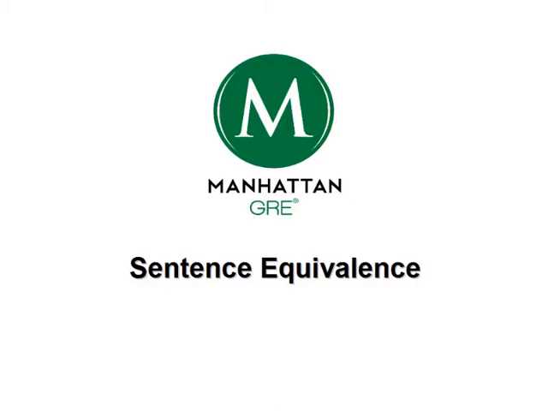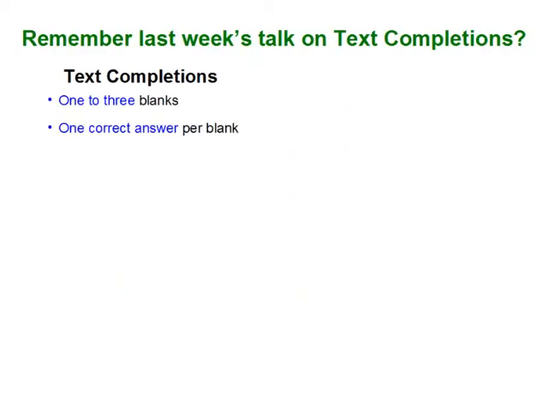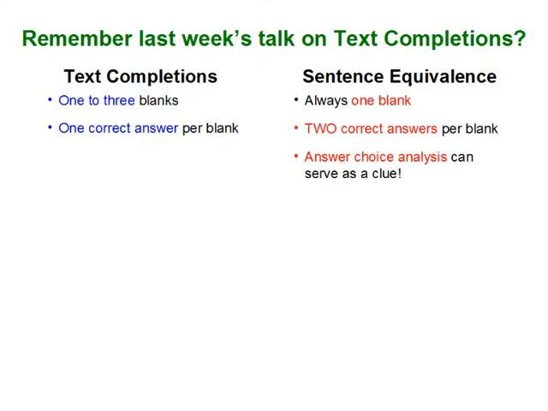Welcome to session 3. In today's lesson, we're going to discuss sentence equivalence problems, which are very similar to the text completion problems that we focused on last week, with a couple of notable differences. Text completion problems have 1, 2, or 3 blanks, as we saw, and there is one correct answer for each blank. Probably the biggest difference between text completions and sentence equivalence problems is that sentence equivalence problems always have only one blank and 2 correct answers per blank. So you're going to select 2 answers for each of these problems.